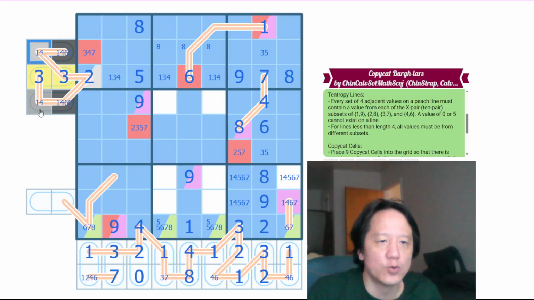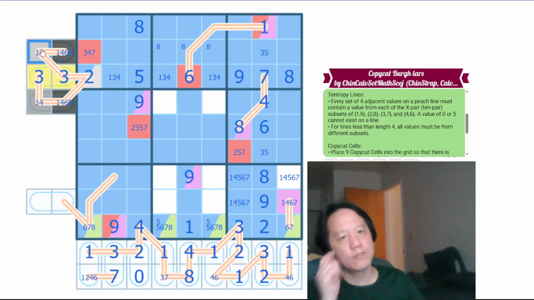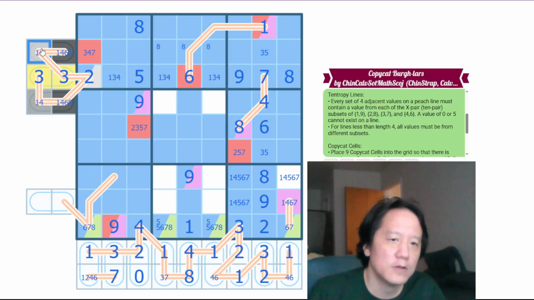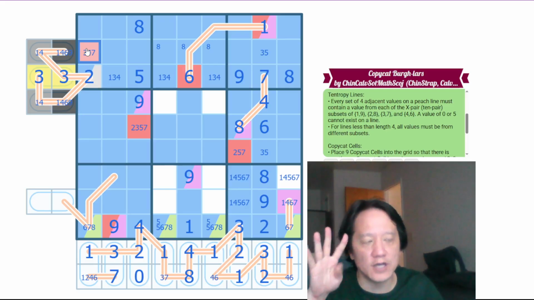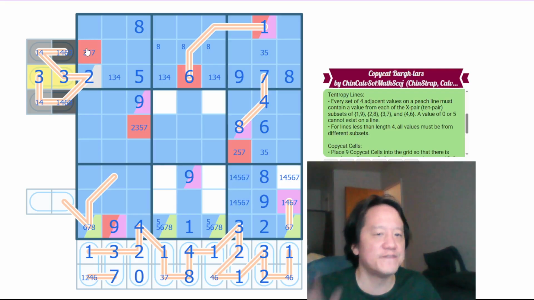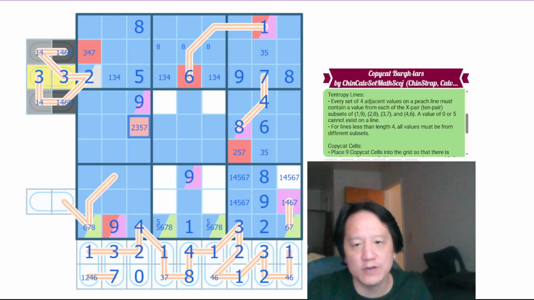Can this be 40? Potentially. No. If this is 40, that would mean this has to be 41 or 49 as a sum. But that would also mean this has to be 1 as the value in the copycat. And to get a sum of 41, the 5 would have to drop to a 1. Oh, 5 also eliminates 5 here.